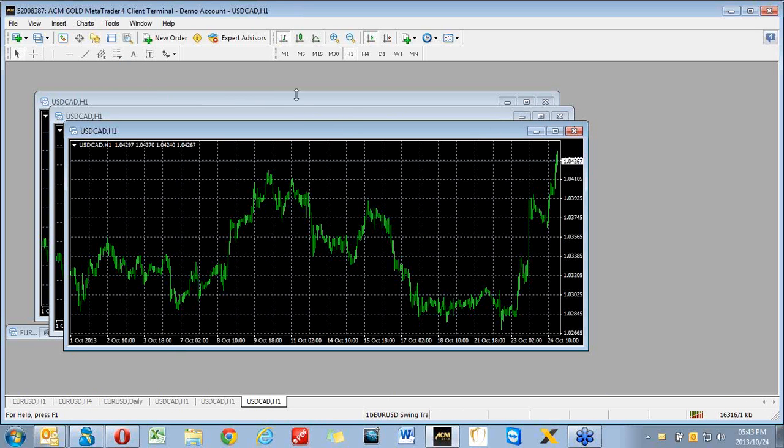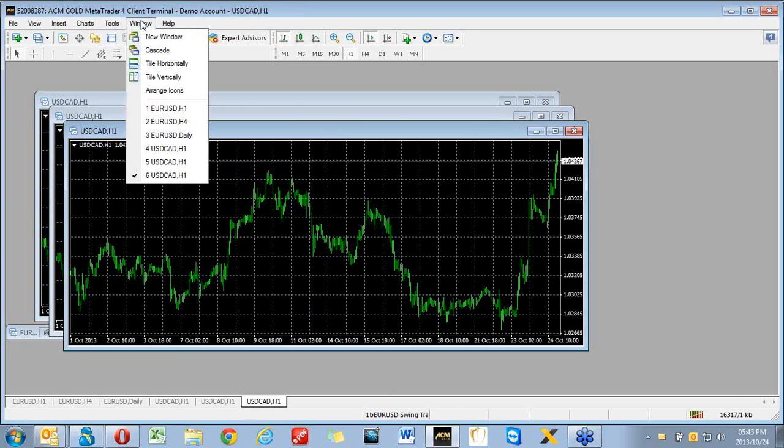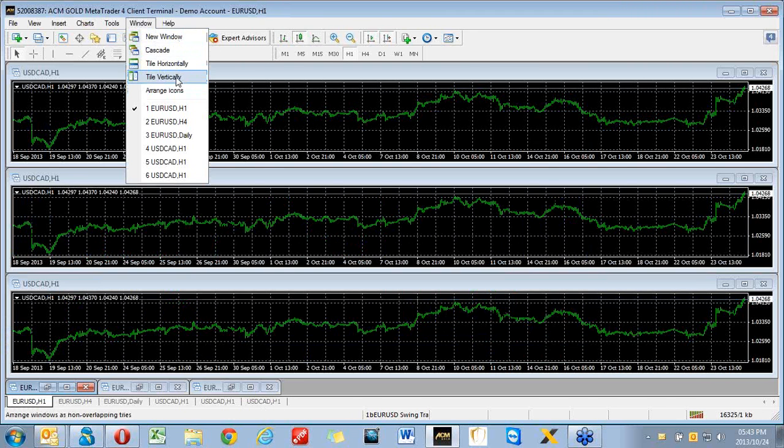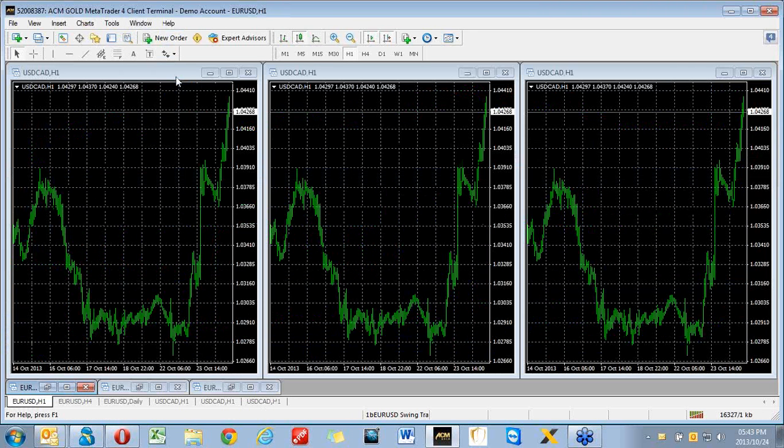Okay, cool. Now, my graphs, how they are set up, they are cascading at the moment. Can't make head or tail of it. Hey, it does make sense. You can choose. You can tile them horizontally, or you can tile them vertically. Personally, I prefer using the vertical one.